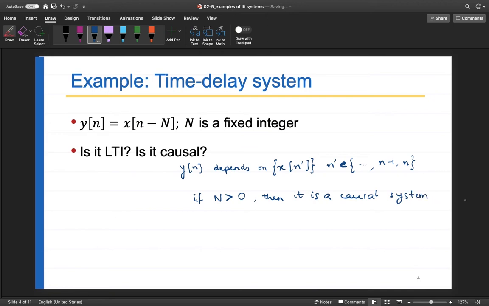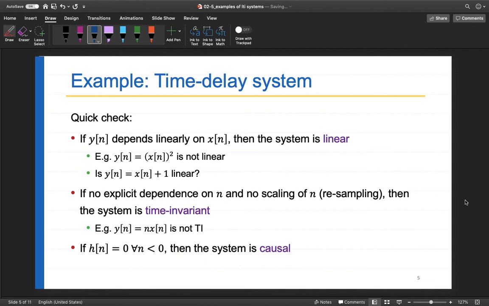Right? Let's see some general rules of thumb to determine linearity, time invariance, and causality. If my y[n] depends linearly on x[n], then the system is linear for sure. For example, y[n] equal to x[n] squared is not a linear system because it depends on the square of the input, and if you try to apply the basic rule, it will break down.